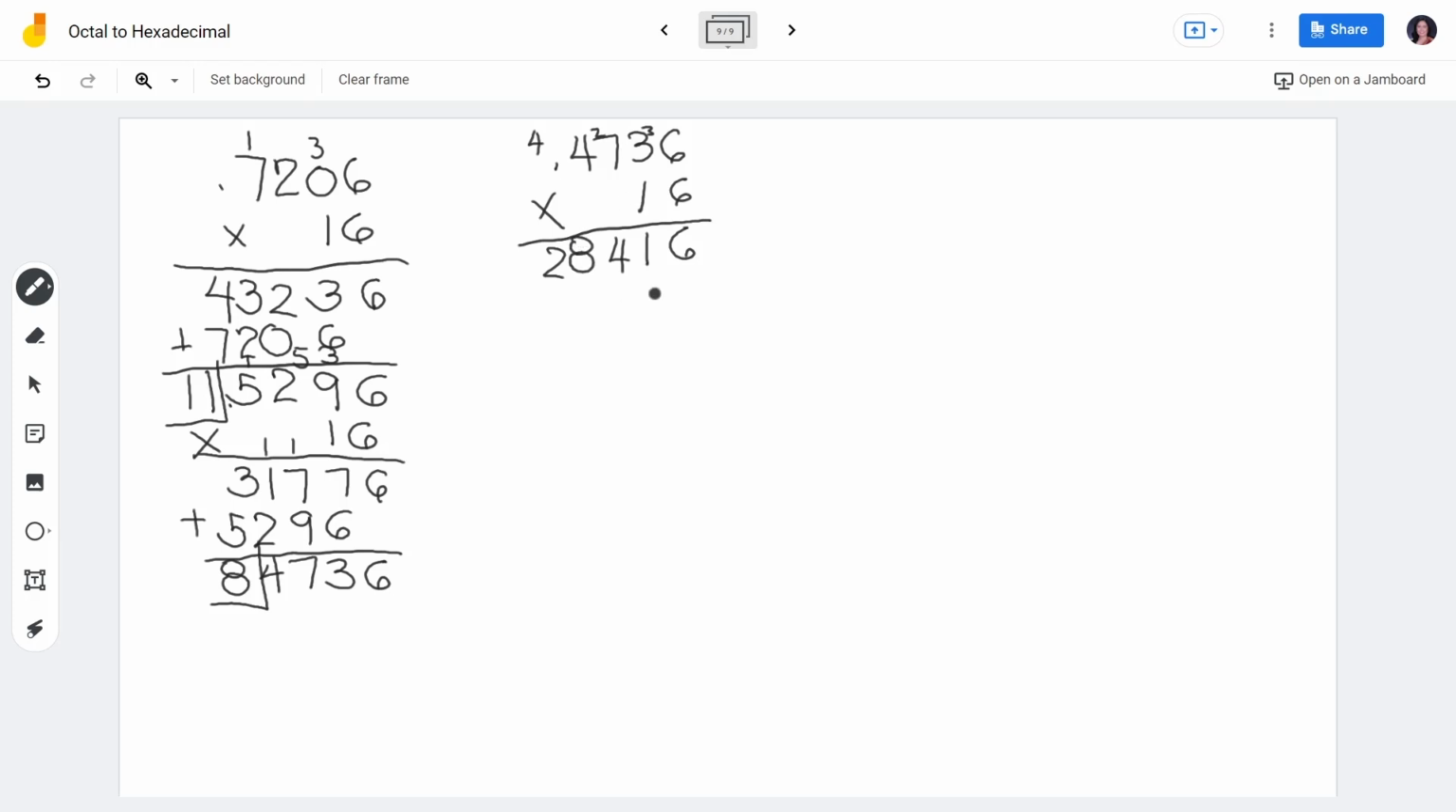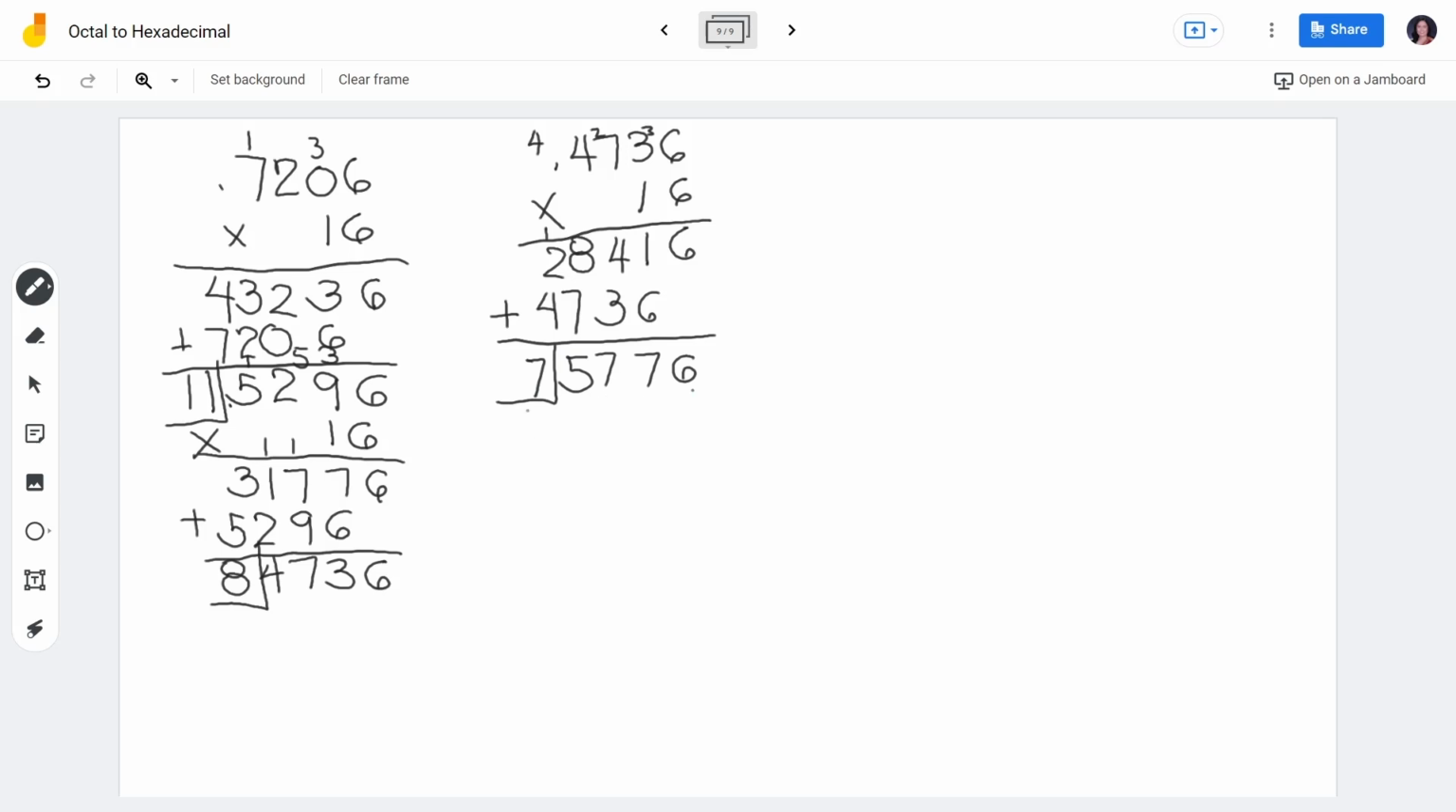And then 1 times 6 is 6, 1 times 3 is 3, 1 times 7 is 7, 1 times 4 is 4. Then add 6, 1 plus 6 is 7, 4 plus 3 is 7, 8 plus 7 is 15, and then 1 plus 2 is 3 plus 4, we have 7. 1, 2, 3, 4, leave 7.